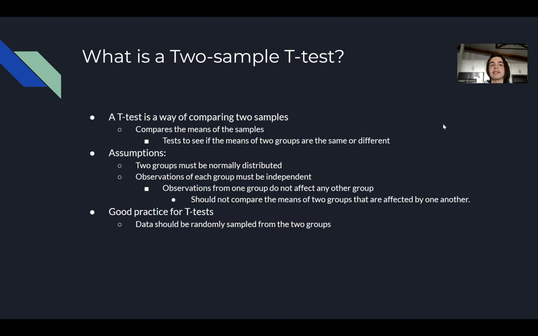Next, what is a two-sample t-test? A t-test is a way of comparing two samples. It specifically looks at the differences between the means and just sees if they are significantly different or not.